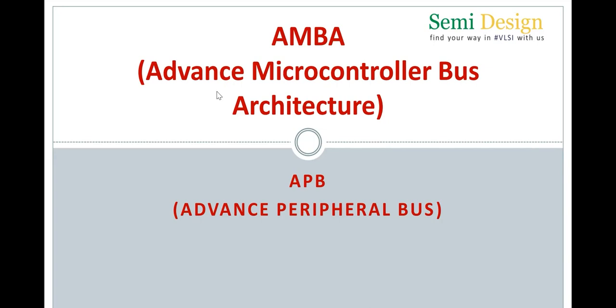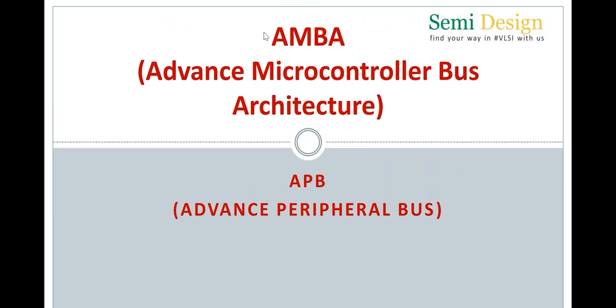Okay, so in AMBA protocol, mainly we have a series of protocols like high bandwidth protocol, low bandwidth protocol, like that. First, we'll start with a low bandwidth protocol, which is a low performance and simple protocol, used to communicate with the low bandwidth components. So the first one is APB. In AMBA, mainly we have APB, AHB, AXI. APB means Advanced Peripheral Bus Protocol, AHB is Advanced High-performance Bus, and AXI is Advanced Extensible Interface. Today we'll discuss APB.